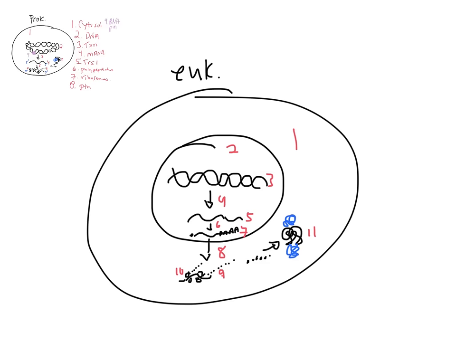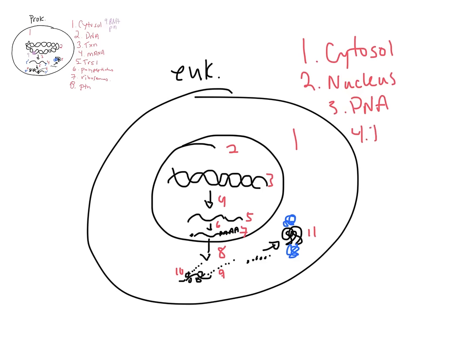Let's go through the parts here. So number one, where's that? That's the cytosol. So you can see that some processes happen there. Number two is the nucleus. Other processes occur there. Then we have number three, that's our DNA molecule. Number four, the process of transcription. Number five, that's what we're going to call pre-mRNA.